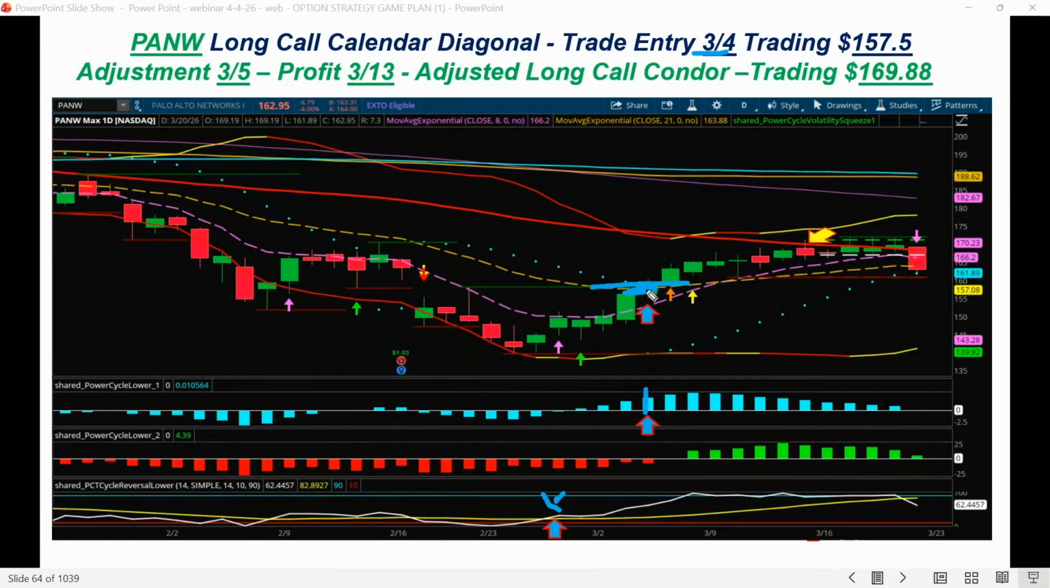Initially, the call calendar diagonal. We did an adjustment on the 5th. Okay, so this was set up on the 4th. The 5th, we did an adjustment into the long call Condor, and then we got out on the 13th when it was trading at 169.88. So here was the trade setup and the adjustment.